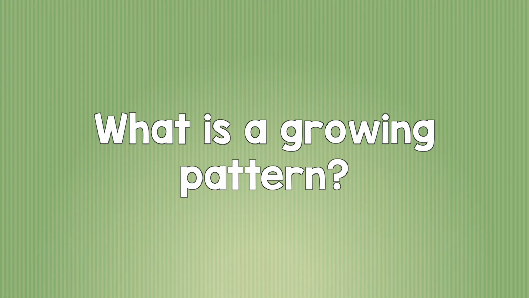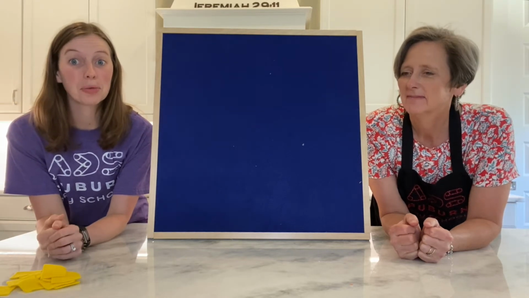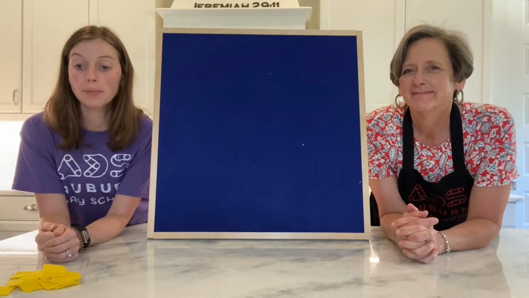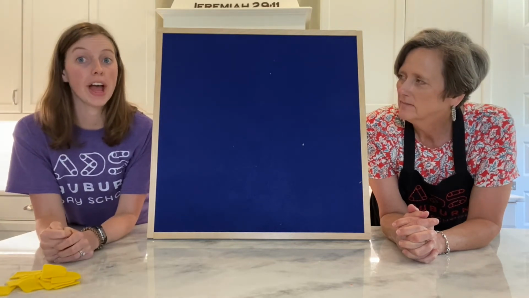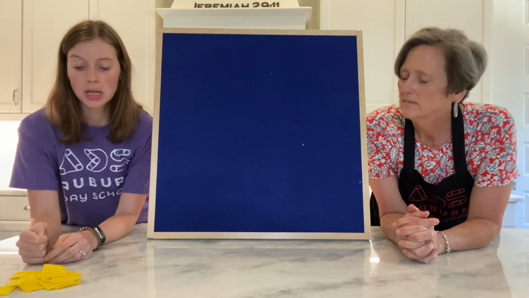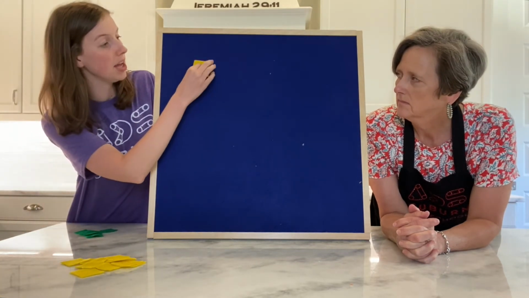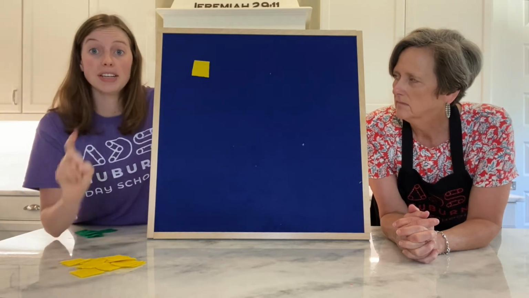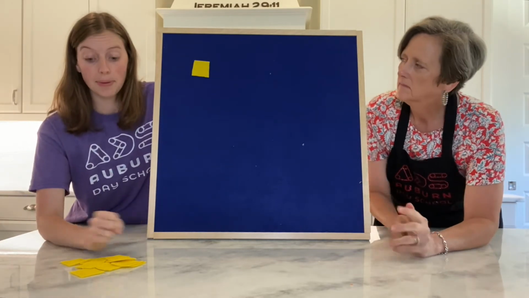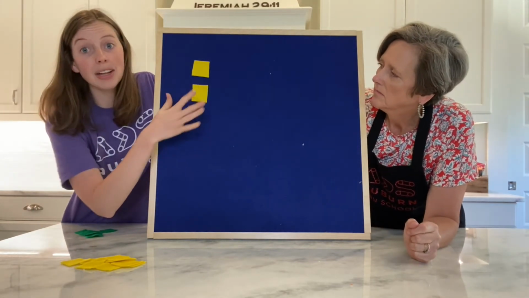What is a growing pattern? All right, now we're going to talk about growing patterns. A growing pattern is a pattern that gets bigger or smaller in the same way every time you repeat. Let's practice one together. I'm going to start with one yellow square. And for this growing pattern, we're going to add one every time. So I'm going to repeat that yellow square, but because it's a growing pattern, I'm going to add one more.